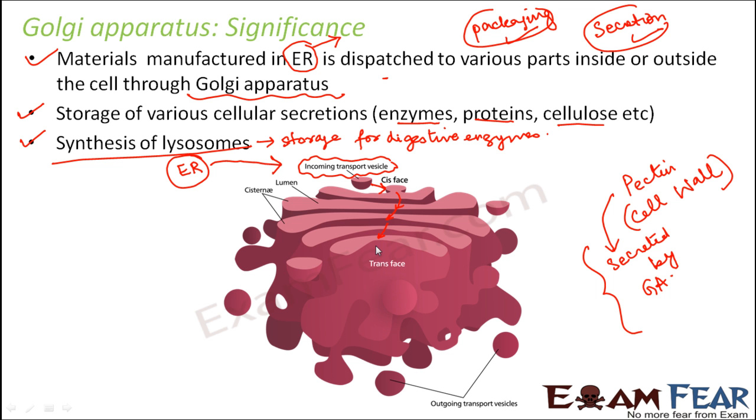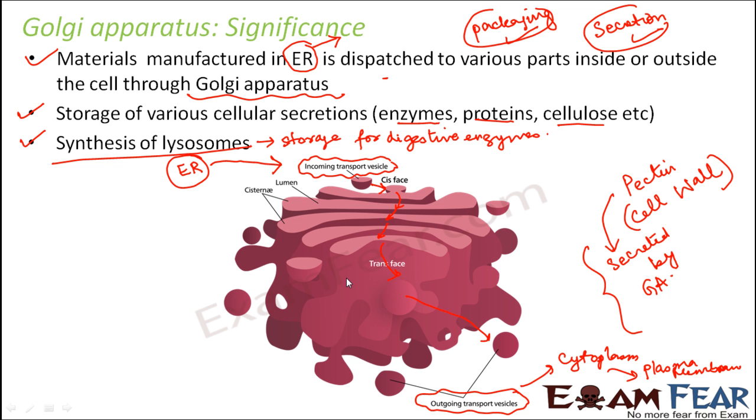Before it is actually being transported to the rest of the body, if any modification is needed, all those modifications will be done in the cisternae. And finally it is sent to the trans face, and from the trans face it is sent out through the outgoing transport vesicles. So here you have the outgoing transport vesicle. Where will this outgoing transport vesicle take it? It will take it to the cytoplasm, and from the cytoplasm it can be taken out through the plasma membrane.